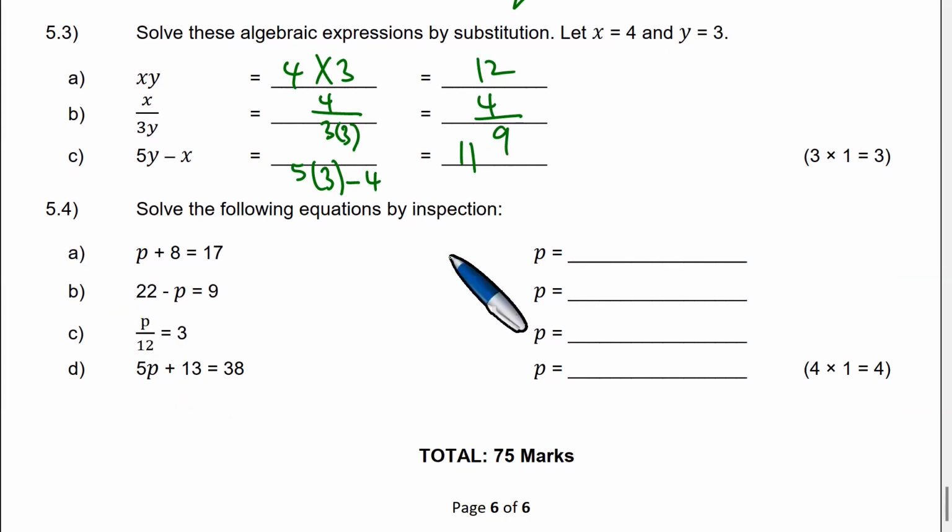Solve the following questions by inspection. What is the answer to 5.4a? So is it 9? Well done, 9. The next one? So 32 minus. So 13. 13, well done. The one after?